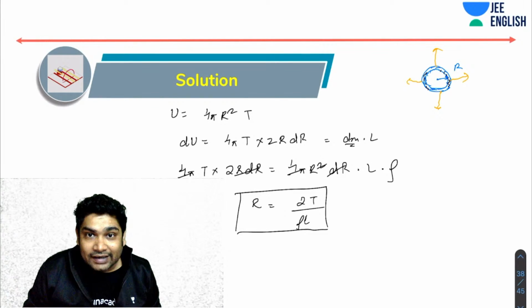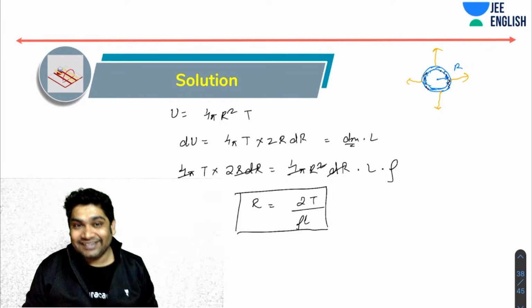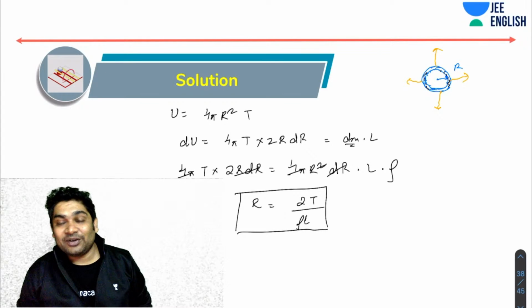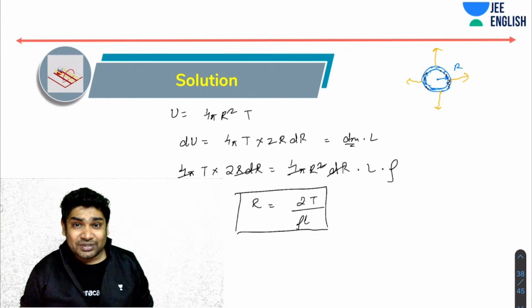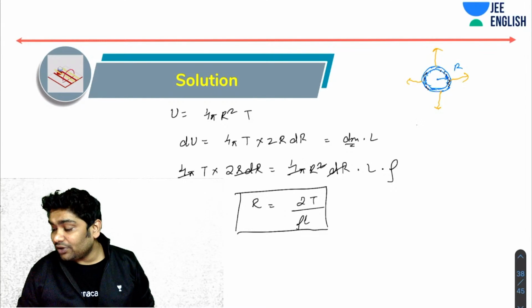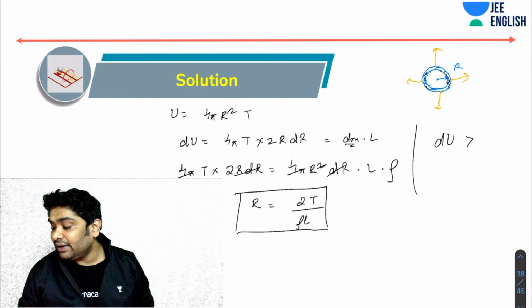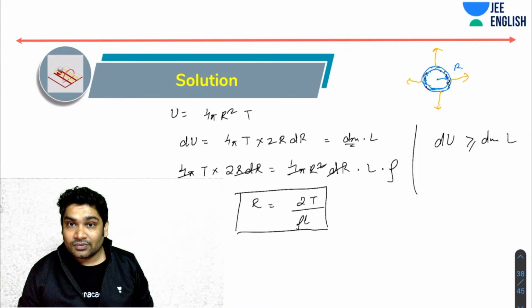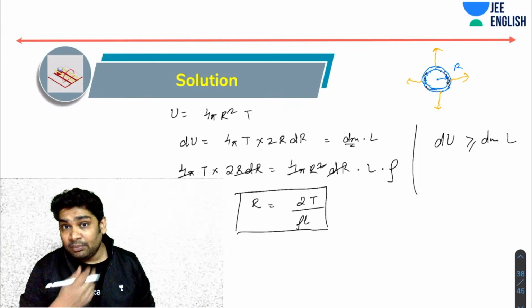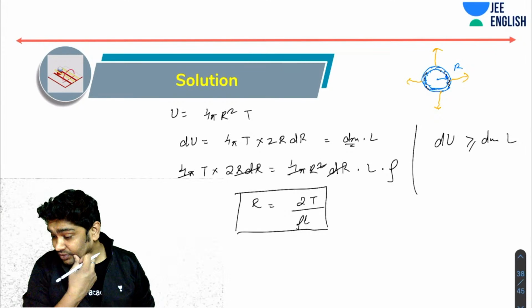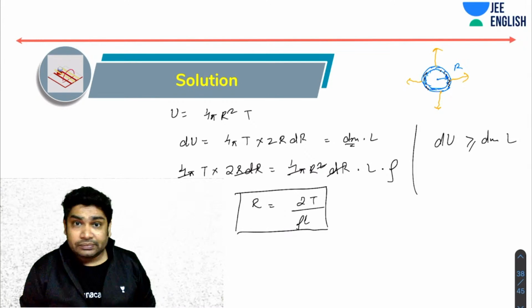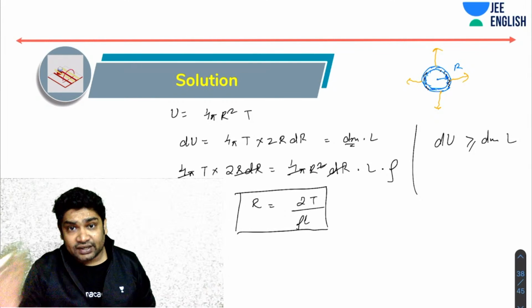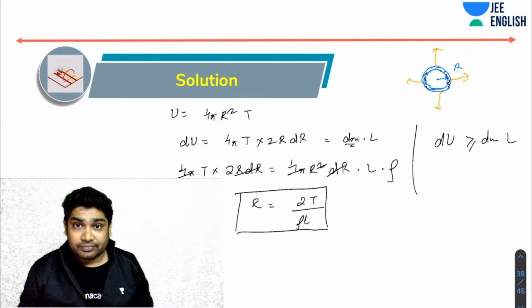So absolutely correctly answered by Chirag Dubey. Well done. Okay, so this is how you would have solved this. If that happens, basically what you want is dU should be greater than or equal to dm L. So that is what will give you the minimum radius. The reduction in surface energy should be greater than the energy required for vaporization.